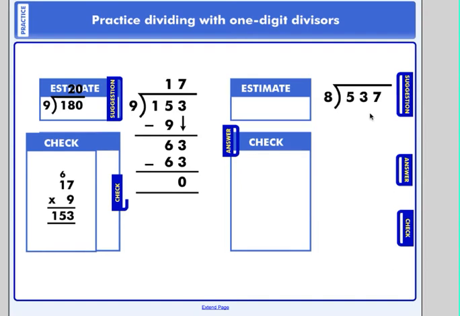In our second problem here, to make an estimate, I would think 500 divided by 10, and that equals 50. Their suggestion is using friendly numbers like 560 divided by 8, and that's fine. It's another way to do it. Either way, we know that our answer should be in the tens place. Now, check your work.